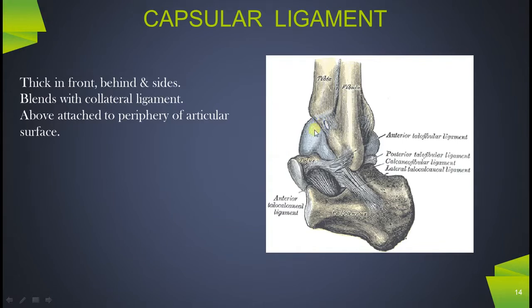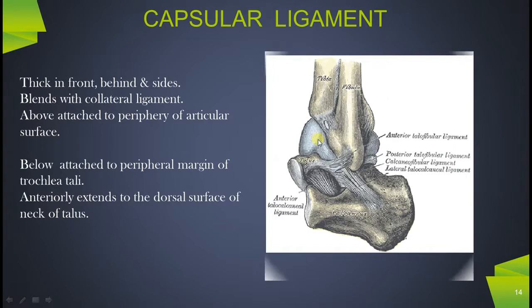Laterally, the capsule is thickened, whereas anteriorly and posteriorly the capsule is thin. Laterally it is thick and blends with the collateral ligaments. Something like your knee joint, where you have the tibial and fibular collateral ligaments.